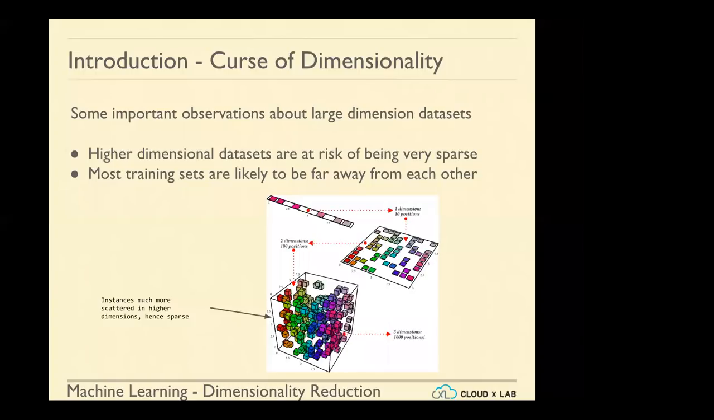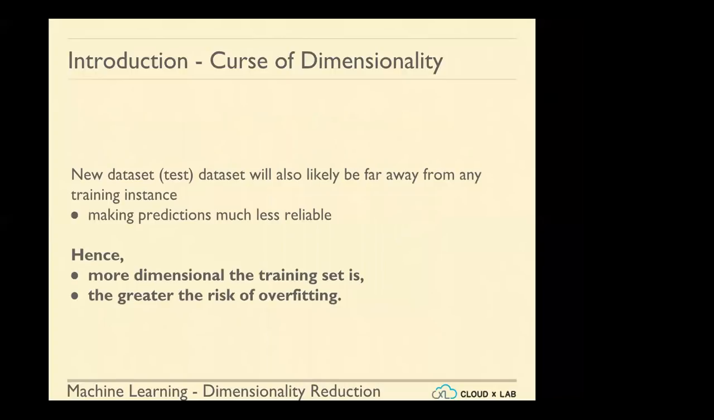50 to the power 10 or 20, whatever. So the important point is that higher dimensional spaces generally are very sparse, and therefore there is always a scope of reducing the dimensions. So a new data set will also be likely to be far away from any training instance, making predictions much less reliable.